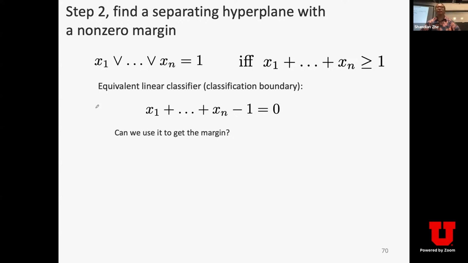Example is negative. Yeah, example is negative. That means all x1 to xn are 0, right? Yeah, that will give you a distance, but it's not the minimum distance. Any thought?